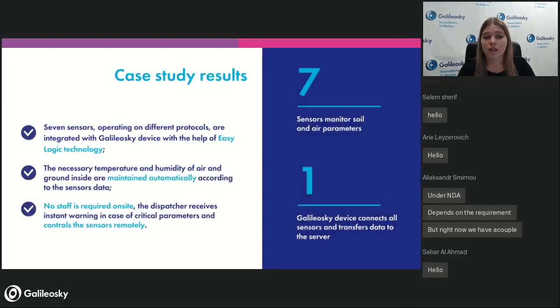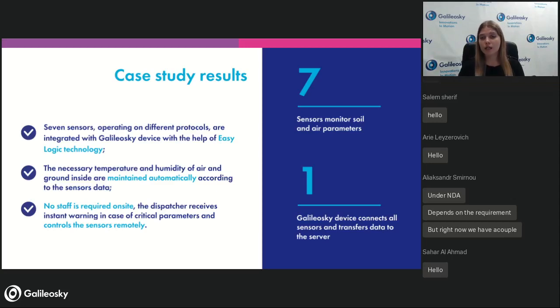And what did our partner do? They picked 7 different sensors to control the microclimate inside the greenhouse. 6 of them were for microclimate and one for soil humidity and temperature. All of these sensors communicated in different protocols. Some of them communicated with the tracker by analog signals. Some of them worked through serial ports.